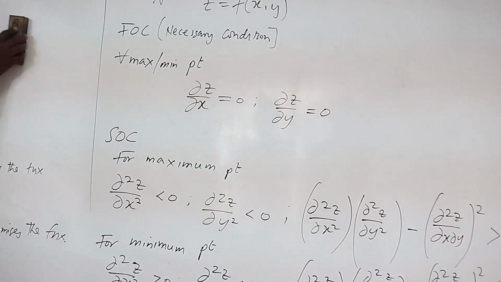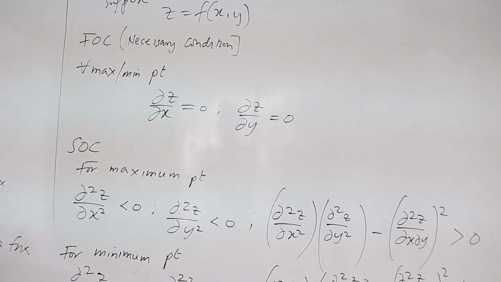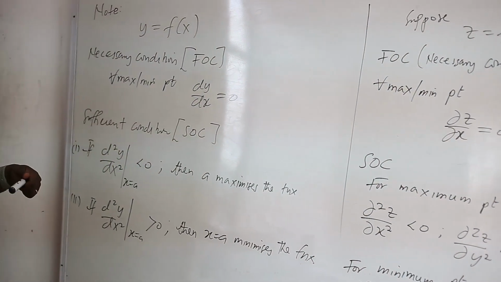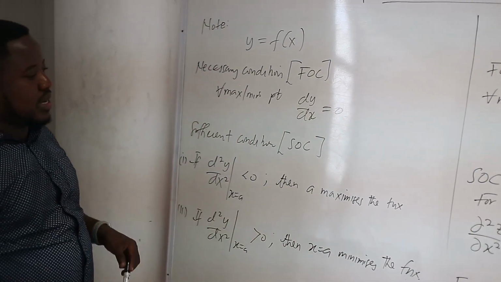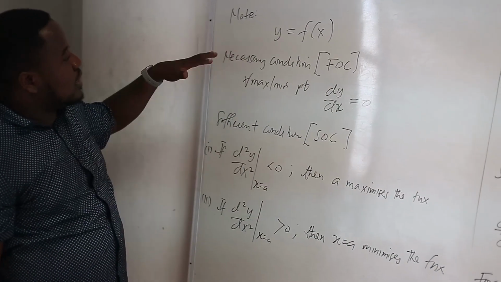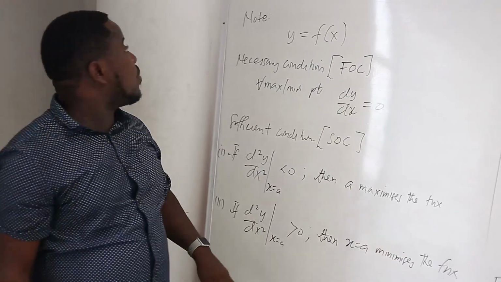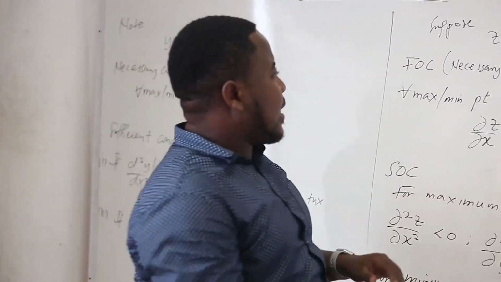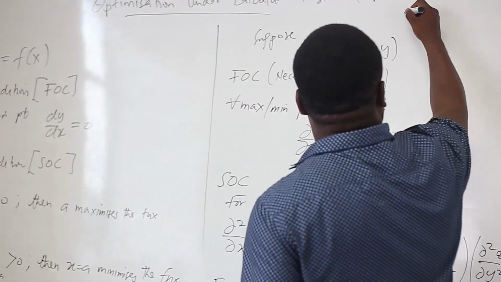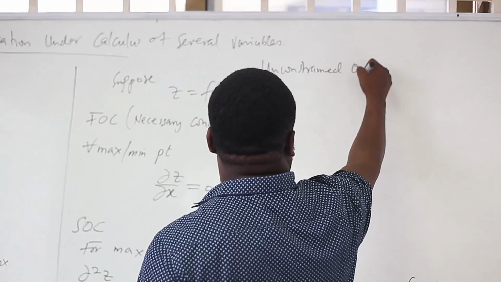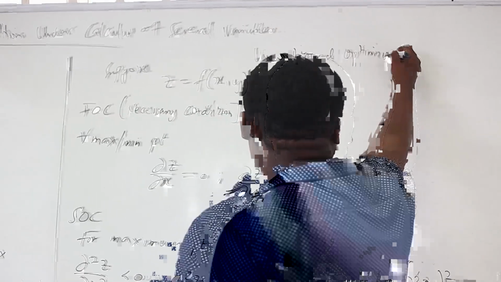So we have two types of optimization. We have unconstrained optimization and constrained optimization. If we want to deal with unconstrained optimization, these are the conditions that we use. So this is unconstrained optimization.